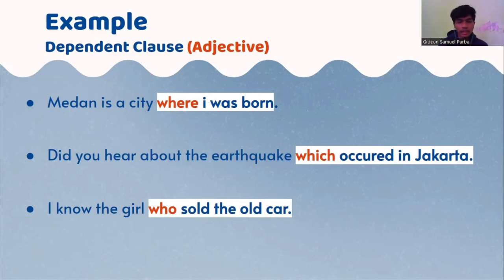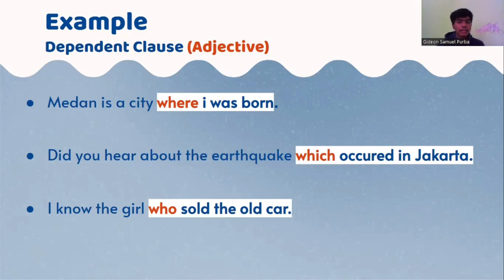The second sentence is: Did you hear about the earthquake which occurred in Jakarta? The dependent clause in this sentence is which occurred in Jakarta. Which occurred in Jakarta explains the earthquake.